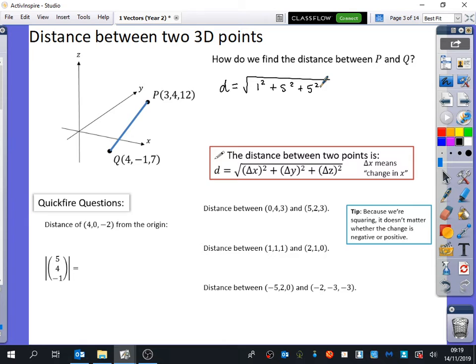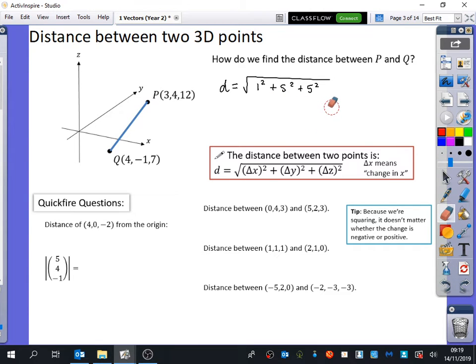The mistake that people might make is they might say 7 take away 12 is minus 5, and instead of writing minus 5 squared, they might type minus 5 squared into their calculator. What's the problem if they type that in instead? It's going to take away 25, whereas it actually needs to be adding on 25.